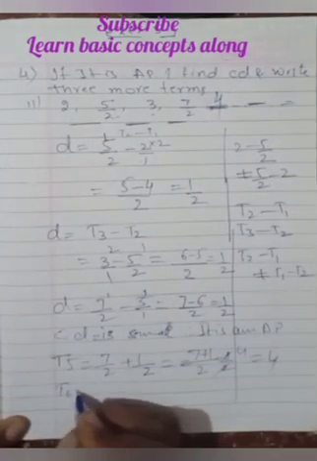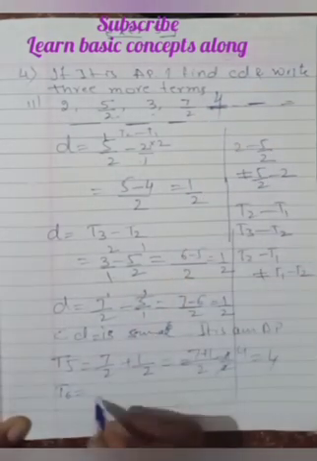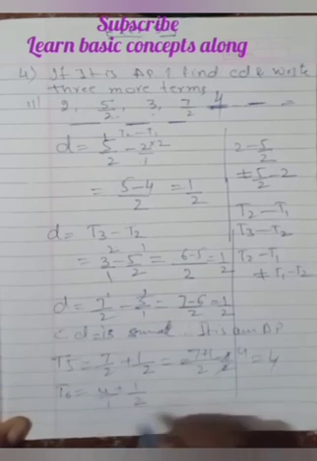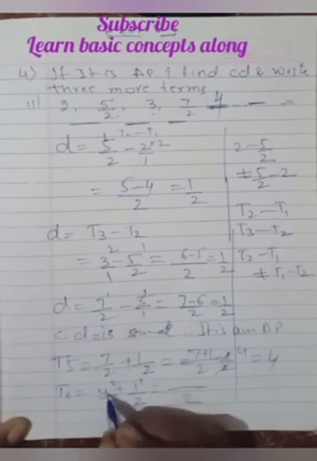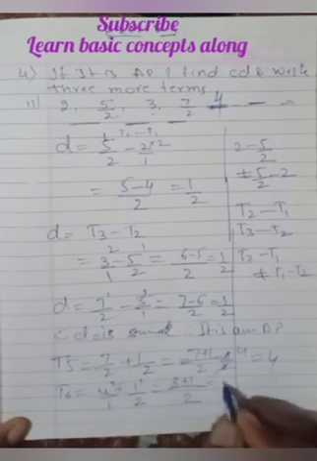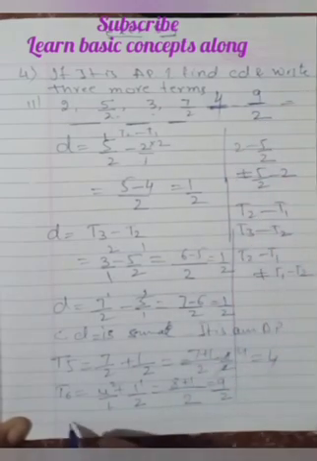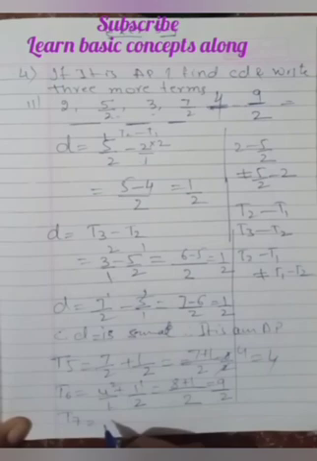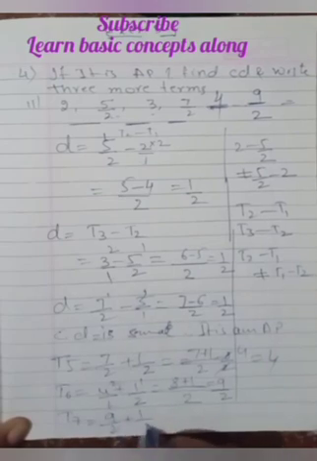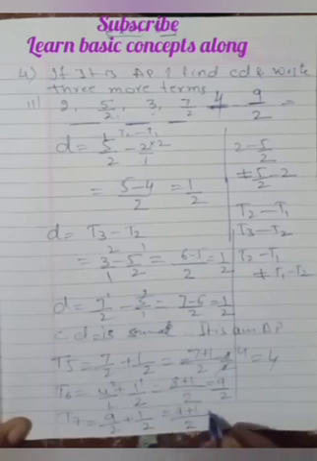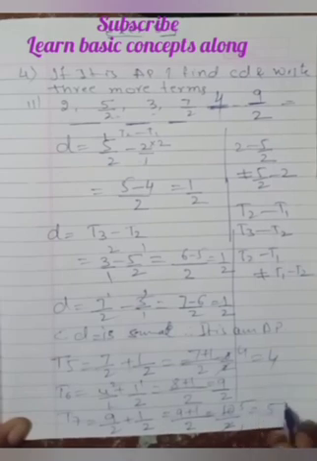Next, T6, the sixth term, is 4 plus 1 by 2. 4 upon 1 you are taking. LCM of 1 and 2 is 2. 1 2s are 2, 4 2s are 8, plus 1, that is equal to 9 by 2. The next term is 9 by 2. Okay, one more term we have to find. T7 is 9 by 2 plus 1 by 2. Very simple. LCM is once again 2. Then 9 plus 1, which is equal to 10 upon 2. Then 2 5s are 10. Simple calculation, you are getting 5.